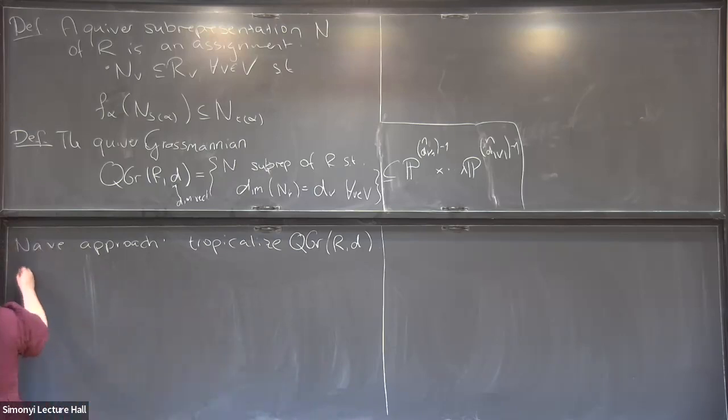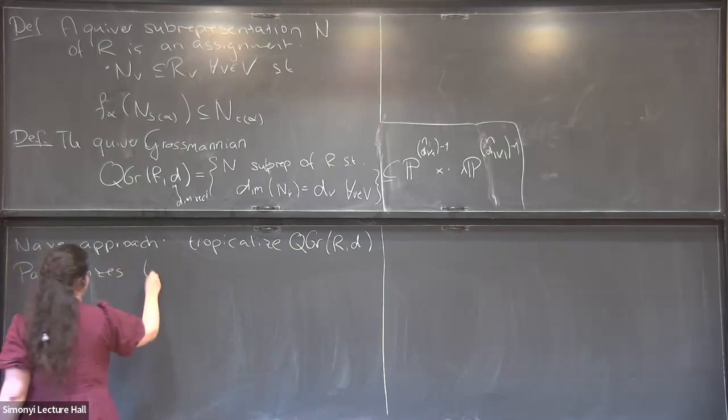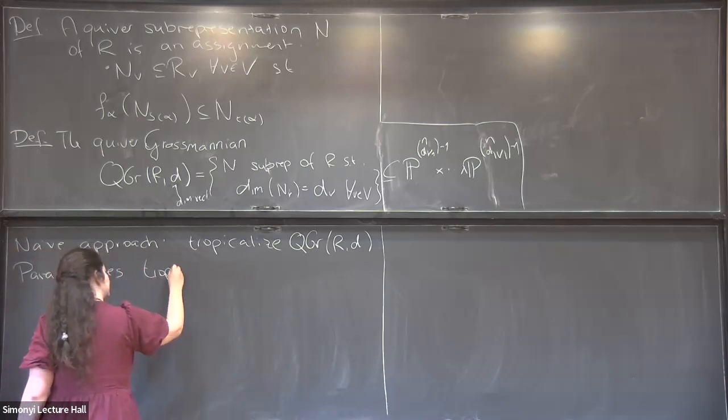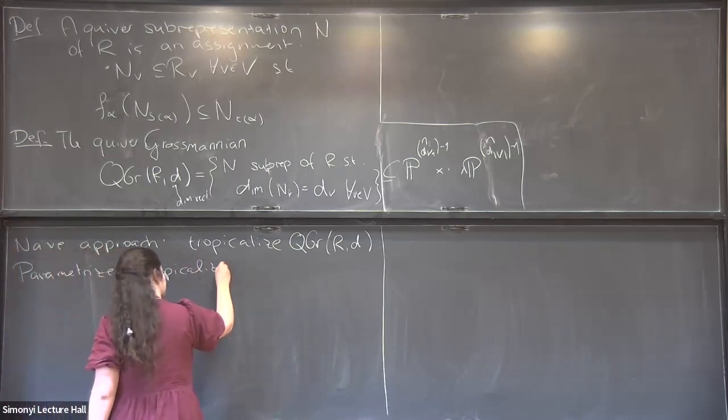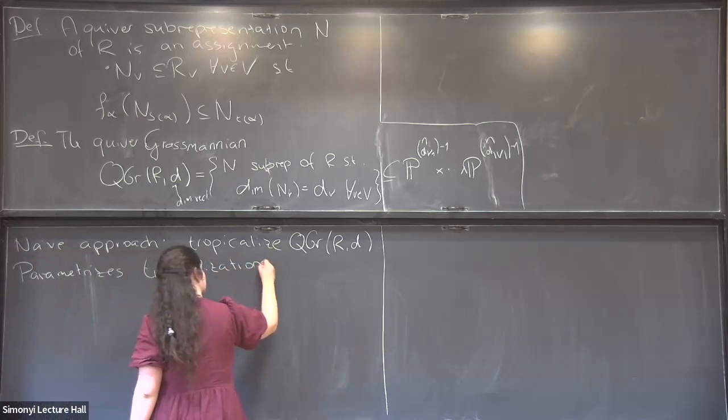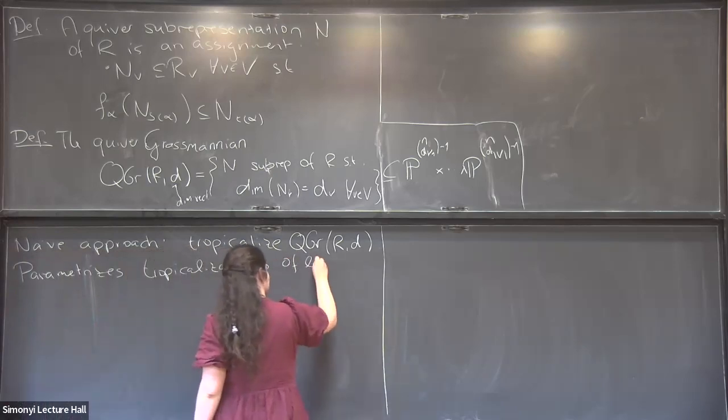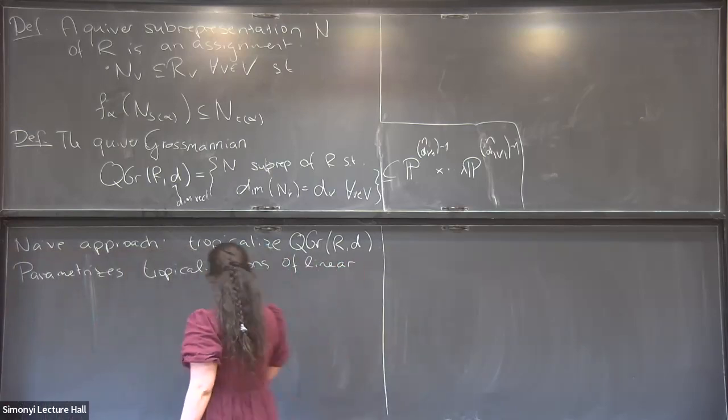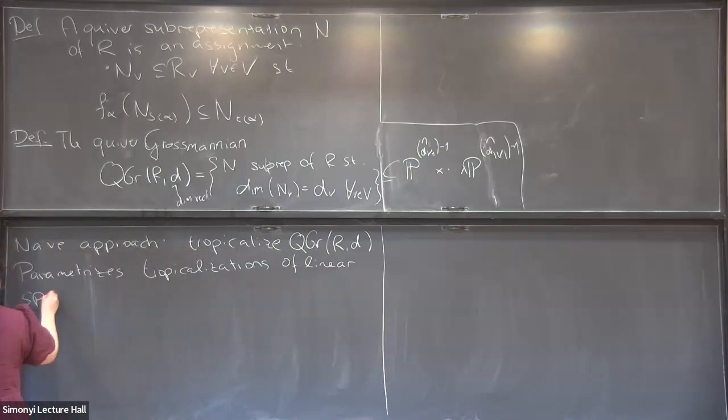So this parameterizes tropicalizations of spaces contained inside of each other under linear maps.